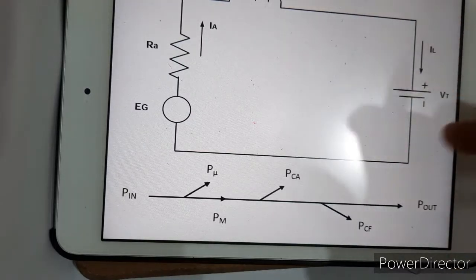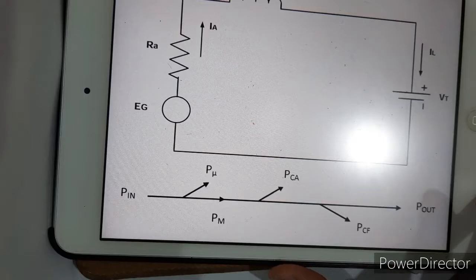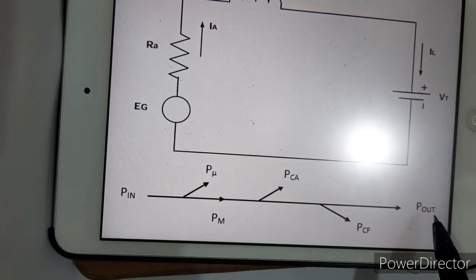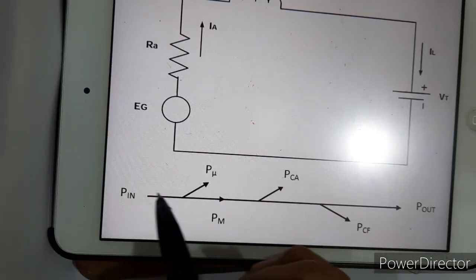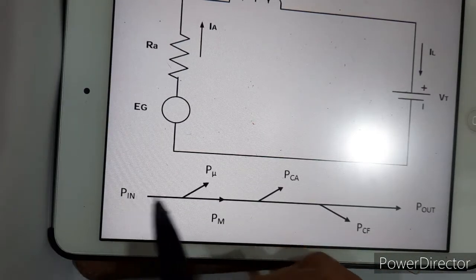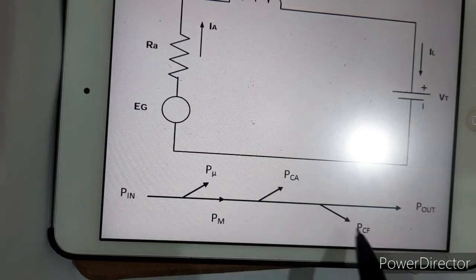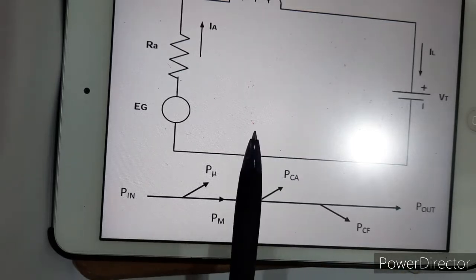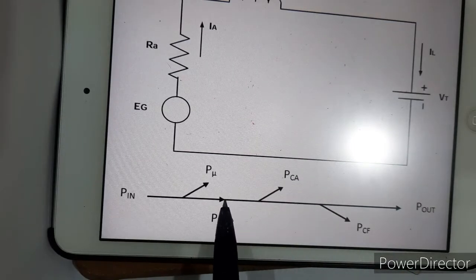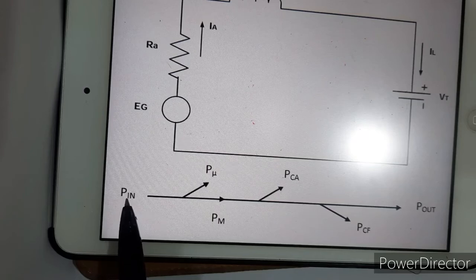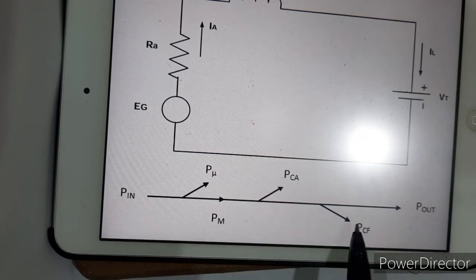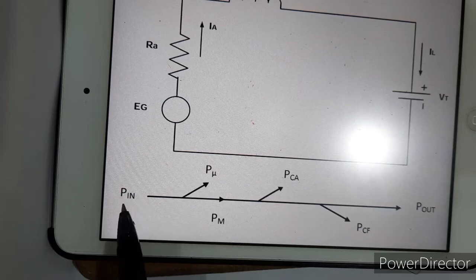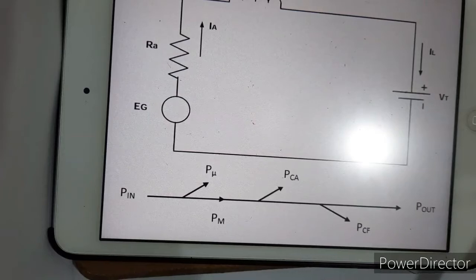So the generator needs to fulfill the terminal line. To determine P in, you can start from P out. P out plus all the losses, electrical losses and mechanical losses, we can get P in. Or from this side, PM plus P mu gives P in. From this side, P out plus PCF plus PCA plus P mu gives P in. So that one is for series DC generator.